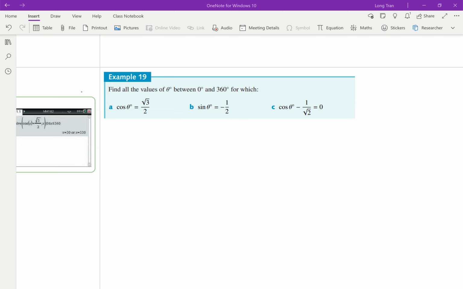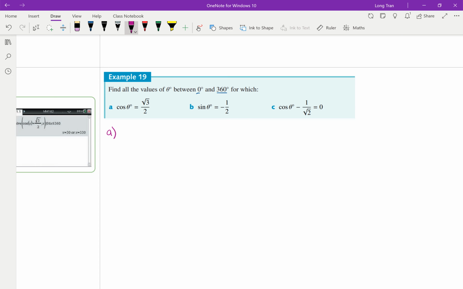Hey there, Year 11s. In this video, I'm going to show you how to solve circular functions. In this case, we're going to do one where it's in degrees, so 0 degrees to 360 degrees. Personally, I would want you to work in radians, but just to get you to understand what they're trying to get you to do, let's do the first example together.